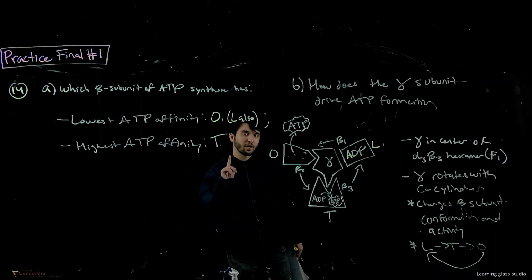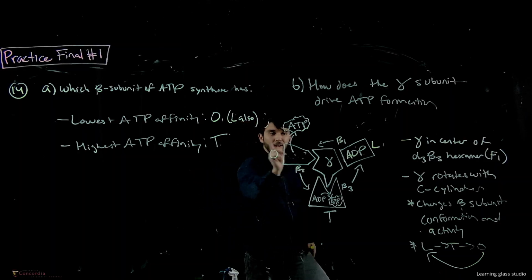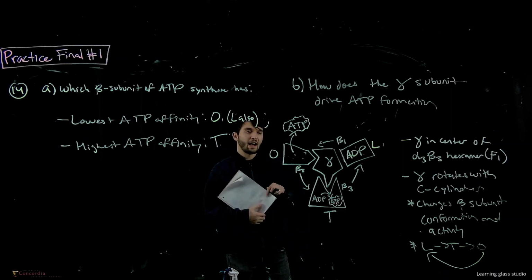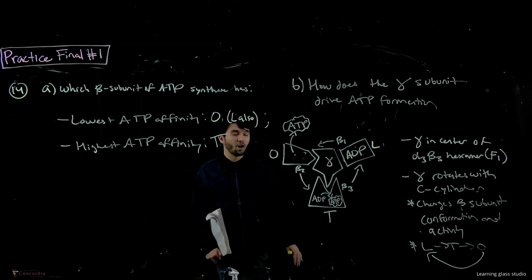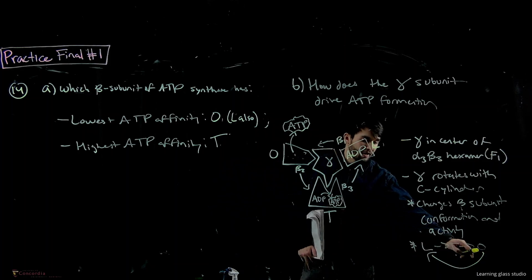So whenever a proton enters the C cylinder, it causes the C cylinder to rotate counterclockwise, and that also rotates gamma counterclockwise. And then what's going to happen is that is not going to rotate the beta subunits. No, they're not going to rotate physically. Instead, they are going to change their conformation and their activity and their affinities for ATP. Okay, and they're going to go from L to T to O and then back to L.